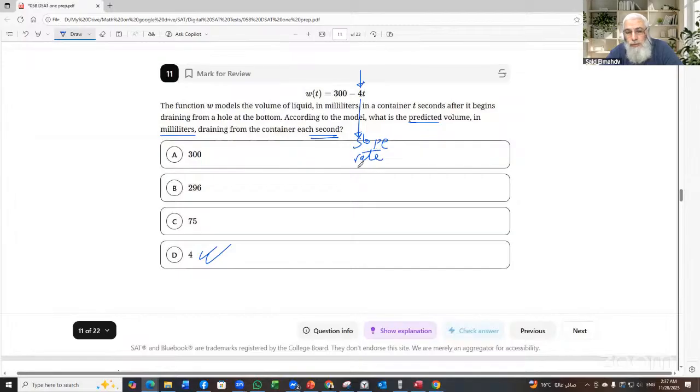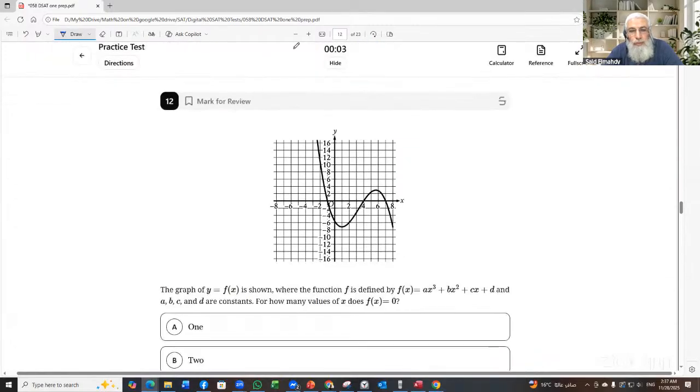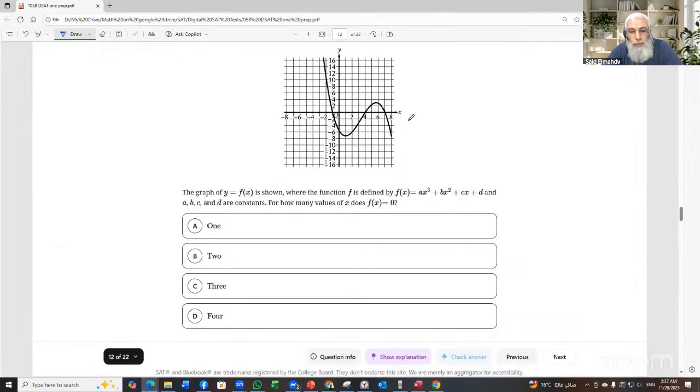So the rate is 4. It is negative because it is draining, so the volume is decreasing.